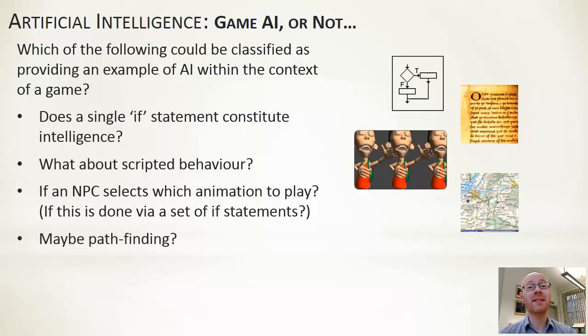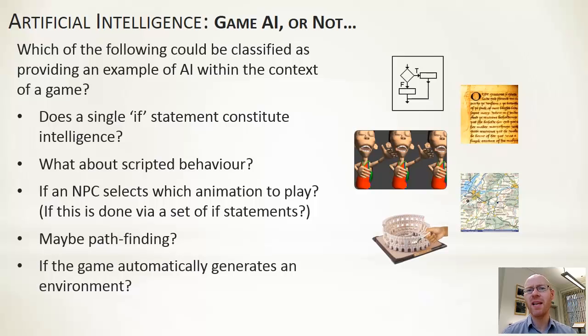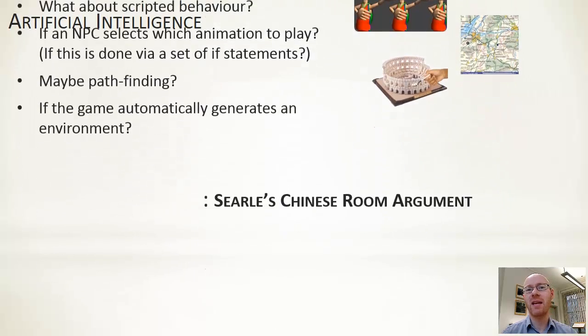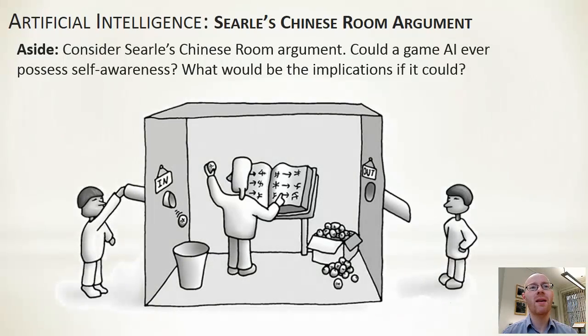A character selecting which animation it's going to play may or may not be, depending upon the complexity of the decisions that need to be made. Pathfinding, finding the location from one start point to the end point: most people would perceive that, yes, that's artificial intelligence, even though it's just a simple search algorithm that's been executed. And finally, if you have a game that creates a level from scratch or creates a nice map from scratch, most people wouldn't classify it as artificial intelligence, though out of the activities we've identified here, it's probably the most complex thing that can be done.